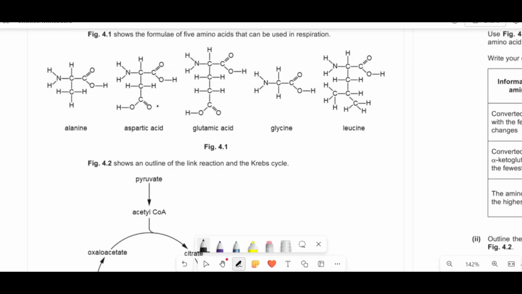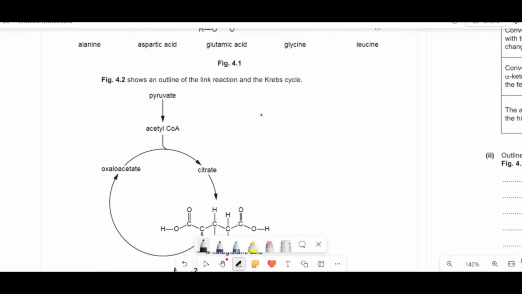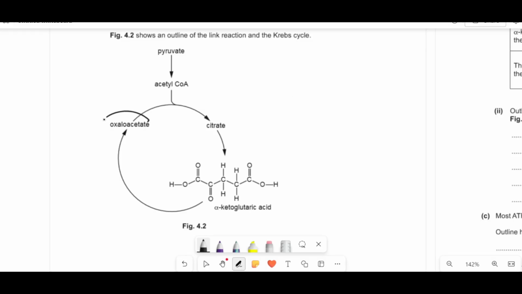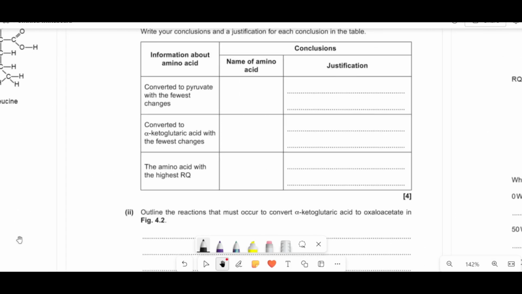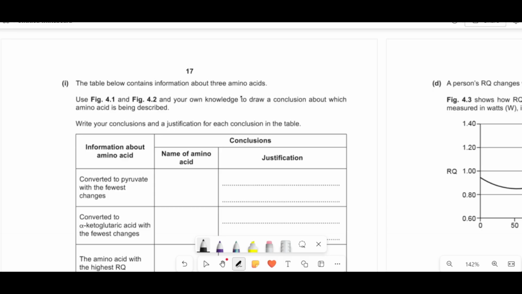Here's the formula of 5 amino acids that can be used in respiration. And it says, here's an outline of the link reaction and the Krebs cycle. So oxaloacetate combines with acetate from acetyl-CoA. CoA goes back away, disappears. We get citrate, and then we get alpha-ketoglutarate acid. Fine. So then it says here, the table below has some information about 3 amino acids.